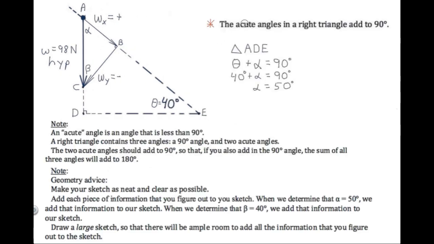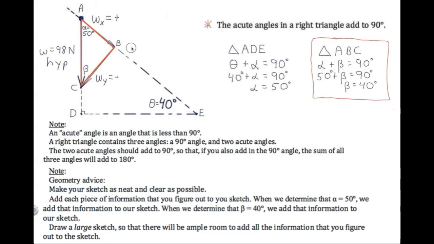We will use this rule. The acute angles in a right triangle add to 90 degrees. Focus your attention now on the large right triangle ADE, which I've highlighted in color. The acute angles in this large right triangle are theta and alpha. Based on this rule, we know that theta plus alpha is 90 degrees. We know that theta equals 40 degrees, so we can figure out that alpha equals 50 degrees. Build that new information into your sketch.